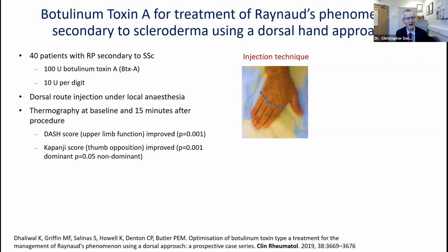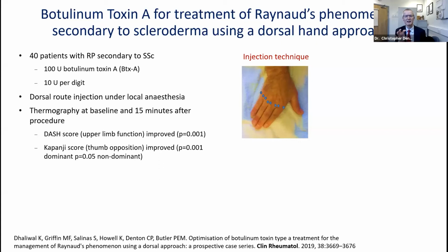We've recently published our experience of 40 patients treated using this approach with 10 units of botulinum toxin given to each of the digits, as you can see here. So a total of 100 units per hand, dorsal route under local anesthetic. We've performed thermography at baseline, at 15 minutes, and also after a follow-up several weeks later.